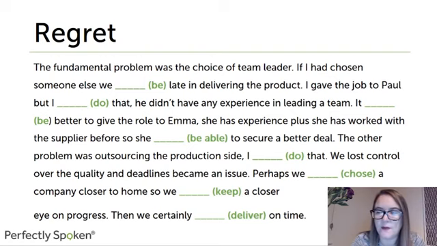It better to give the role to Emma. She has experience, plus she has worked with a supplier before, so to secure a better deal. The other problem was outsourcing the production side. We lost control over the quality and deadlines became an issue. Perhaps a company closer to home, so a closer eye on progress. Then we certainly on time.